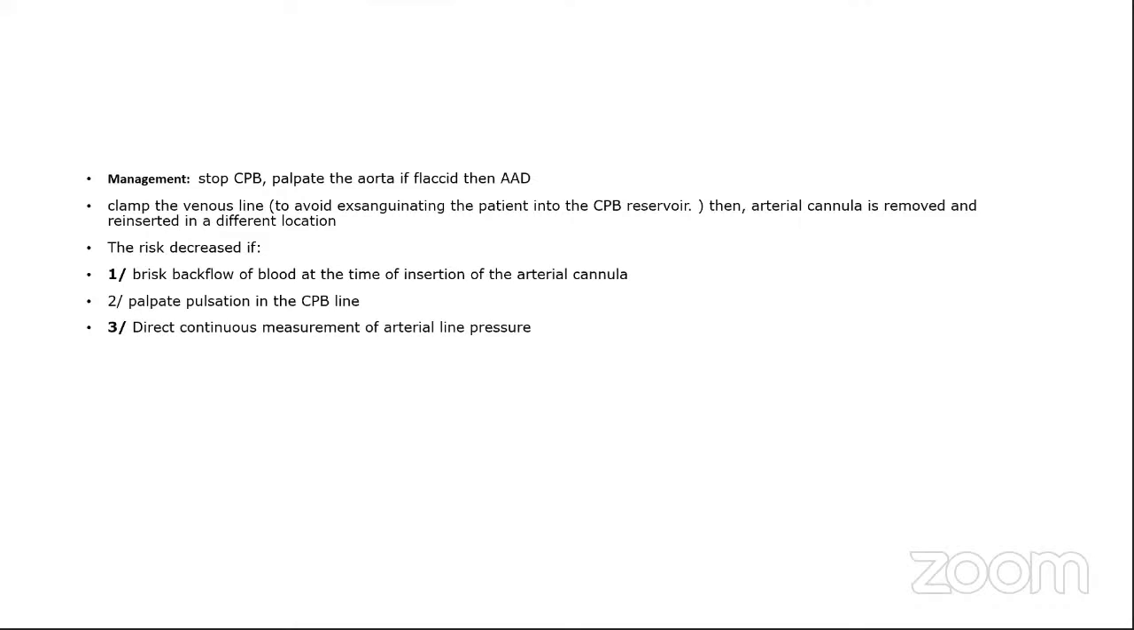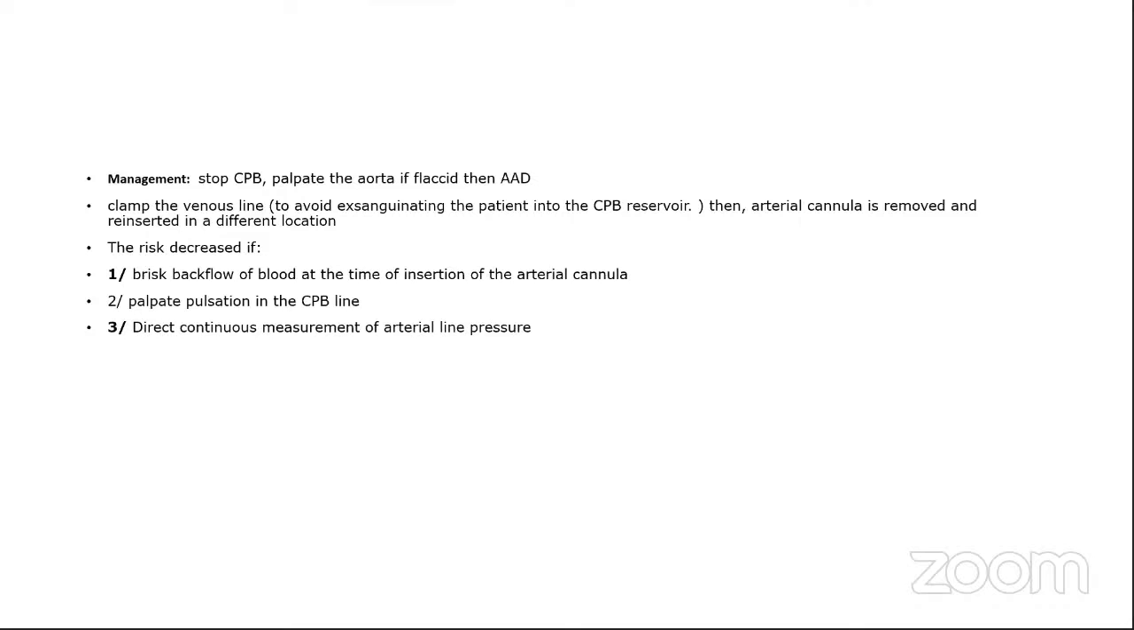The risk decreases if there is brisk backflow of blood at the time of insertion of the arterial cannula. Once you have inserted the arterial cannula and the blood gushes in the cannula, this means it is less likely to have dissection. And also, the perfusionist has to palpate the pulsatile line in the cardiopulmonary bypass before starting, and also direct continuous measurement of arterial line pressure. You have to have it.